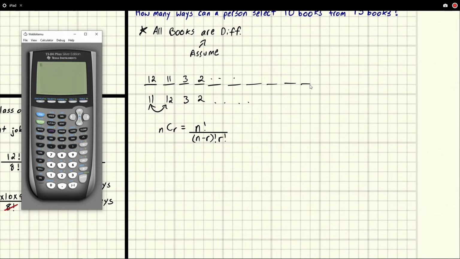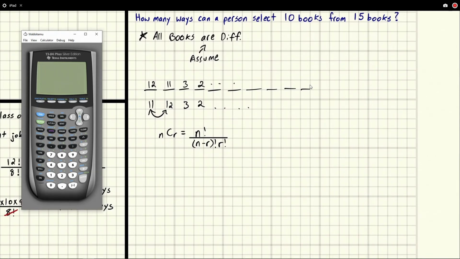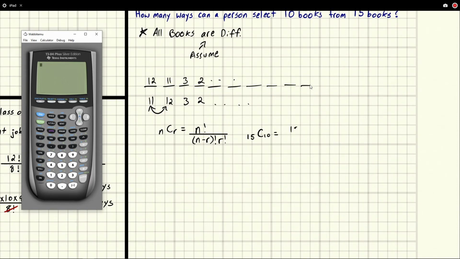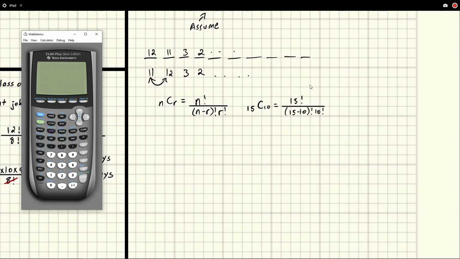So we're going to have, how many books do we have? We have 15 books. Remember, n is always the total number of things. And then r in nCr is the number of things we pick. We were picking 10. So this is equal to 15 factorial over (15 minus 10) factorial, 10 factorial.